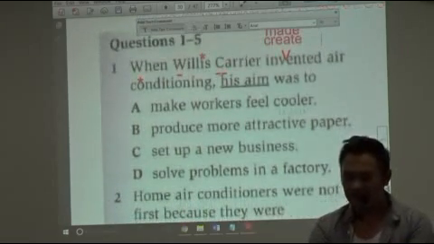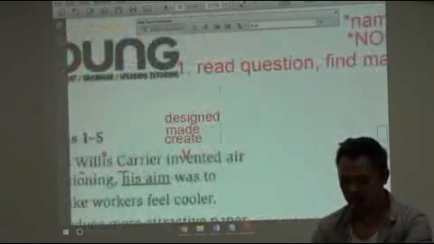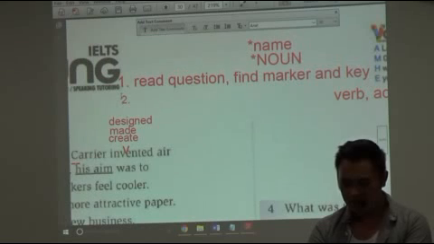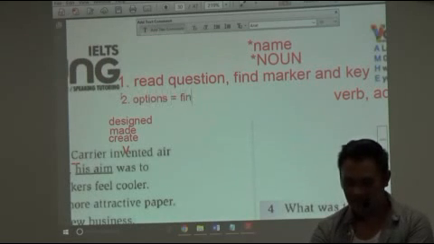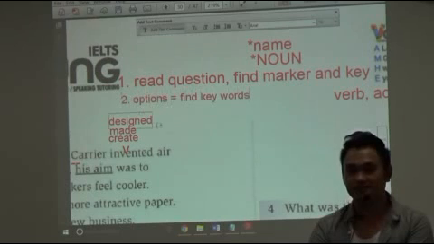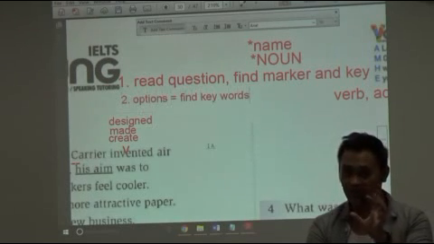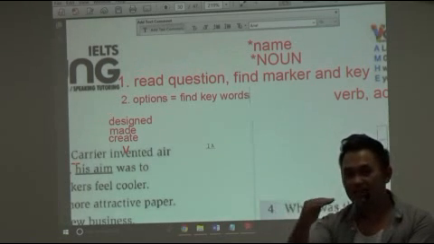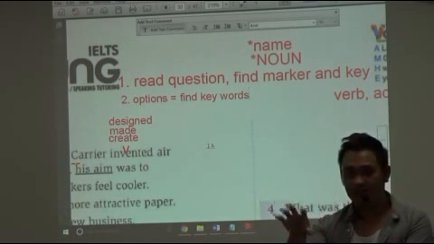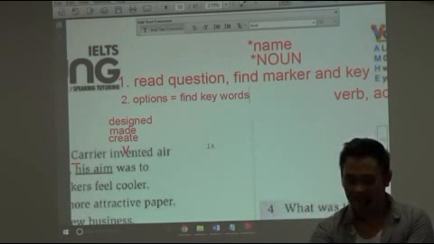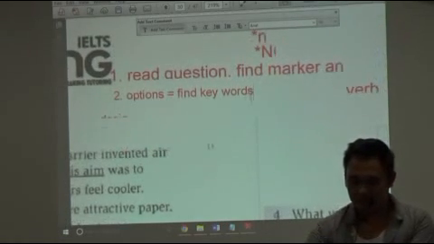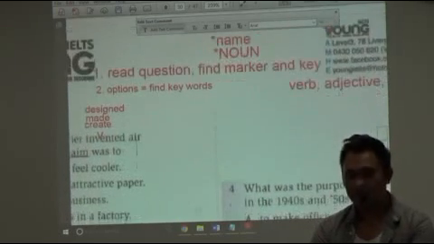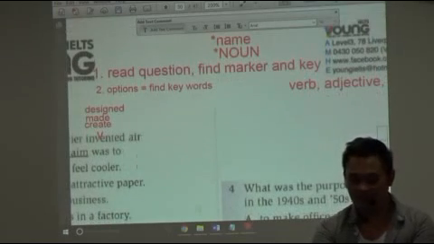All right. The next thing that you do, after you read the question, go to options. Again, find your keywords. Focus on the keywords for the options. What is option? A, B, C. Look at the option and find your keywords. Okay? Alright, let's go to option A.